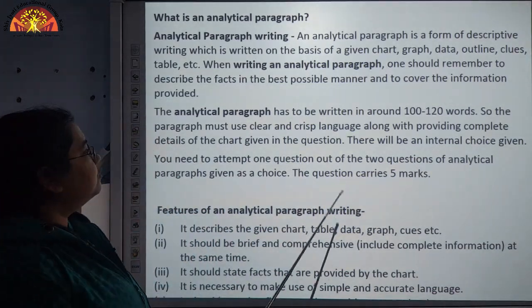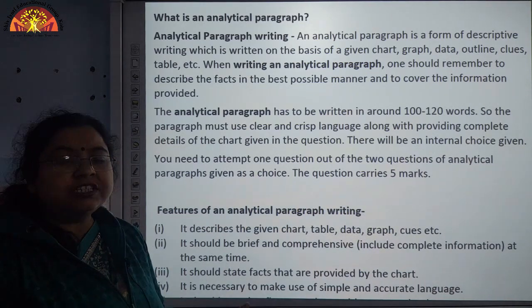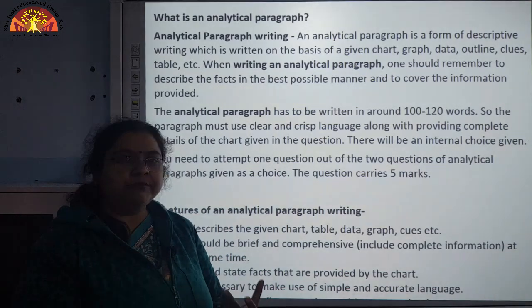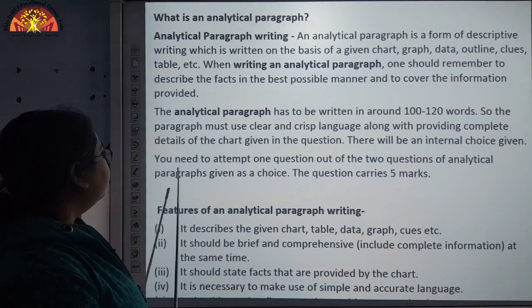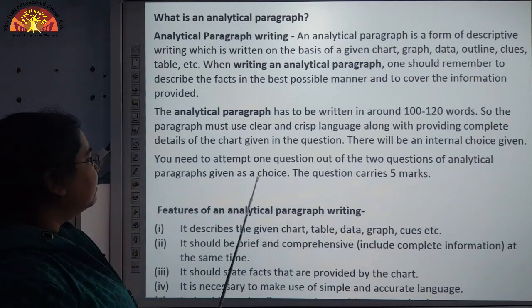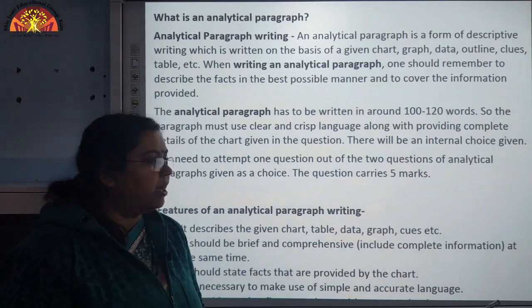Now there will be an internal choice given in this question. So you will have two questions over there, and you have to attempt only one. You need to attempt one question out of the two analytical paragraph questions given as a choice, and the question will carry 5 marks.